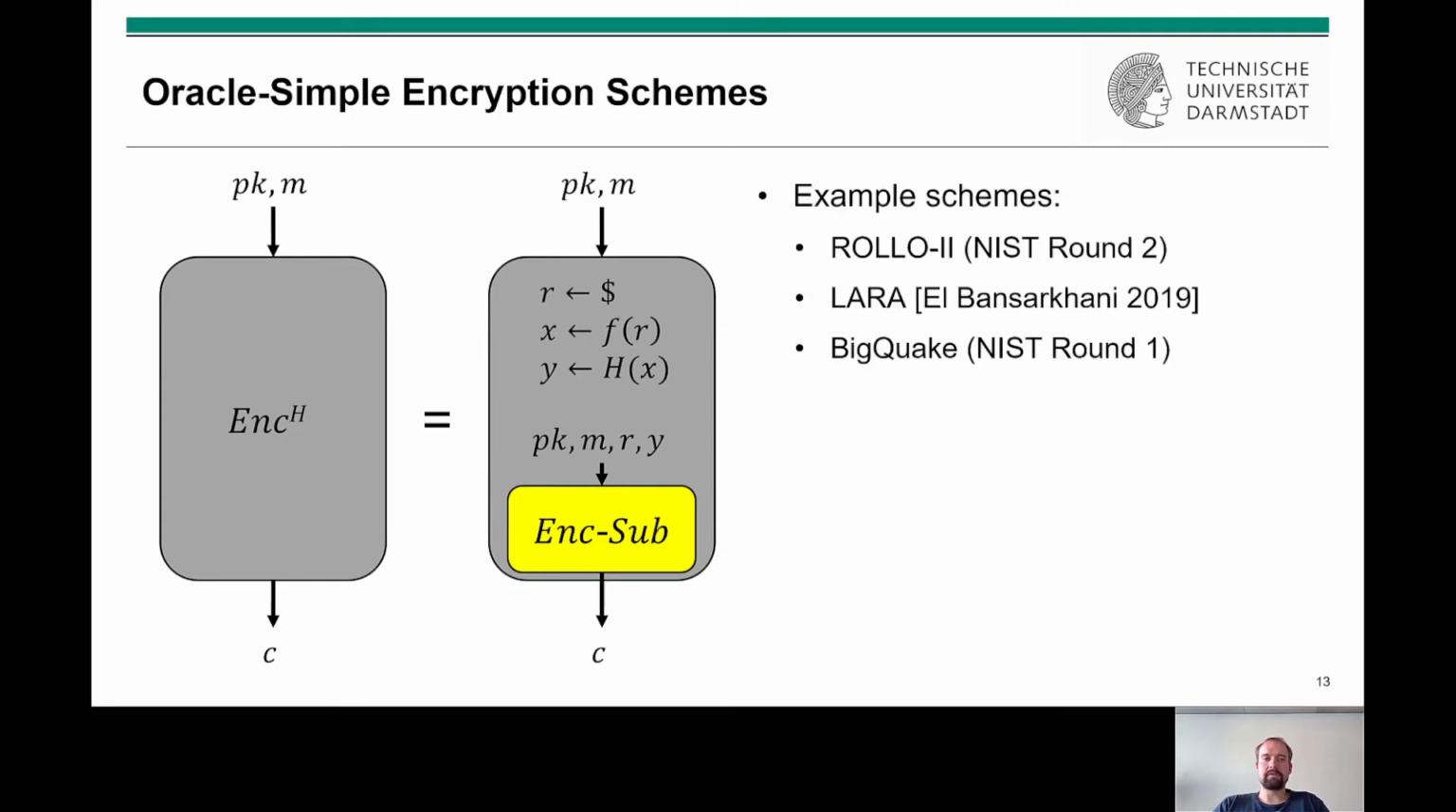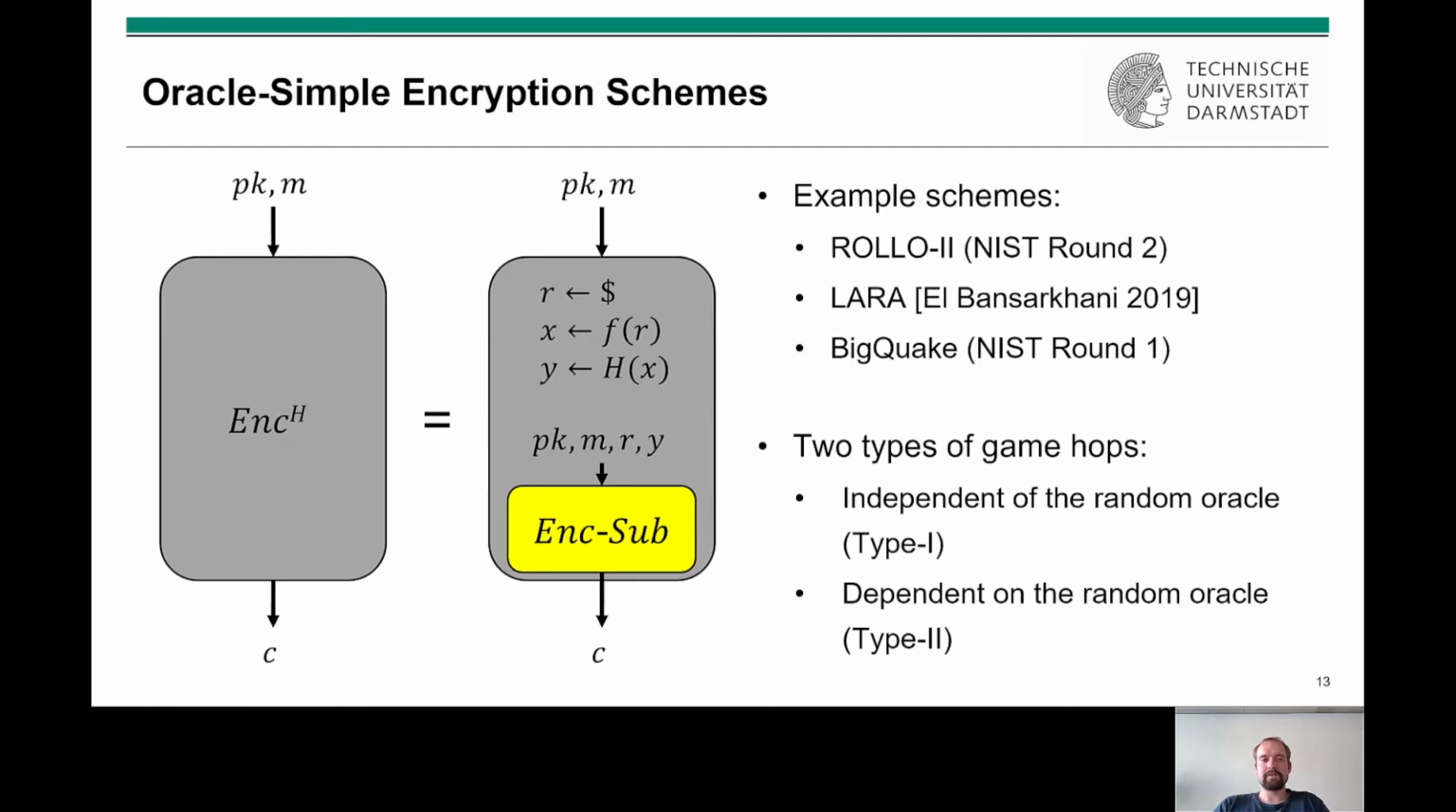Now, some example schemes which are oracle-simple are the code-based encryption scheme Rollo-II, which was a round 2 candidate in the NIST standardization process. Then the lattice-based encryption scheme LARA by El Bansarkhani from 2019. And also the code-based encryption scheme BigQuake, which was a round 1 candidate in the NIST standardization process. Now, in general, this oracle-simple might seem a bit restrictive, but actually we're not aware of a random oracle-based public key encryption scheme which is not covered by this definition.